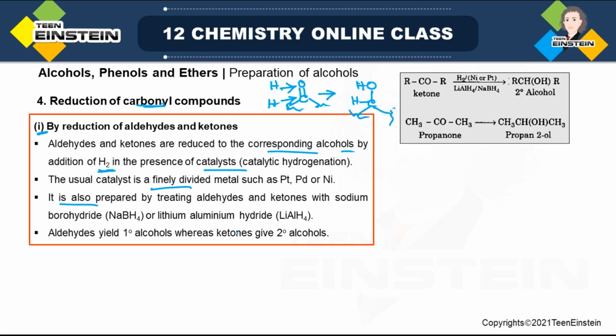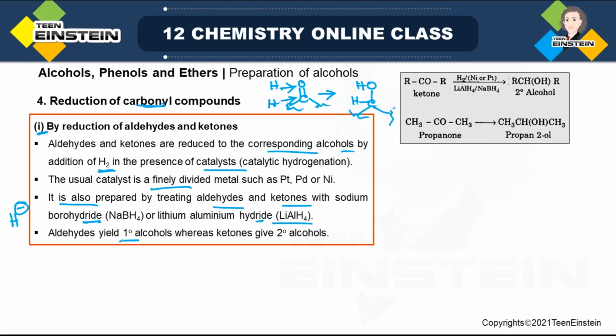So this is one reducing agent that you can use, but there are two more important reagents. Alcohol can also be prepared by treating aldehydes and ketones with sodium borohydride, NaBH4, or lithium aluminium hydride, LiAlH4. These two molecules are sources of hydride ion, which is why the name ends with hydride. And what is hydride? H carrying a negative charge. When H carries a positive charge, we call it a proton. When it carries a negative charge, it is hydride.